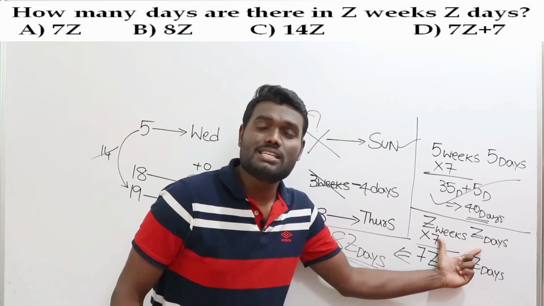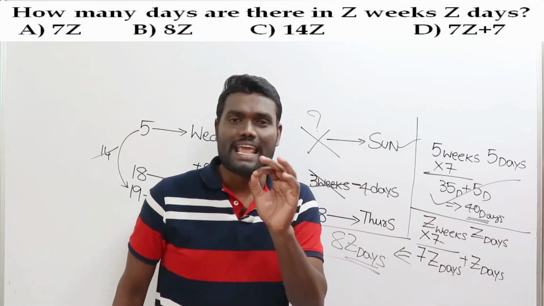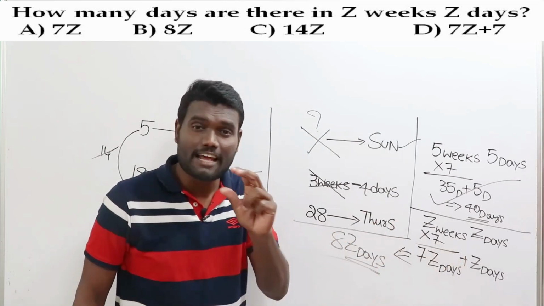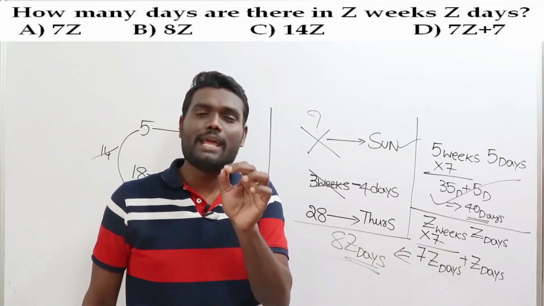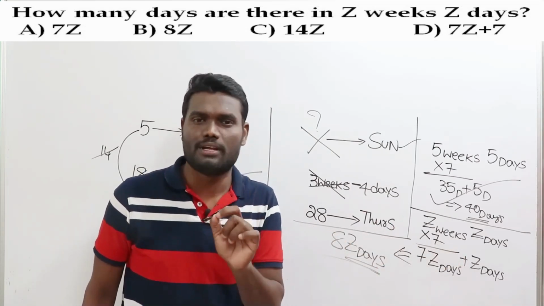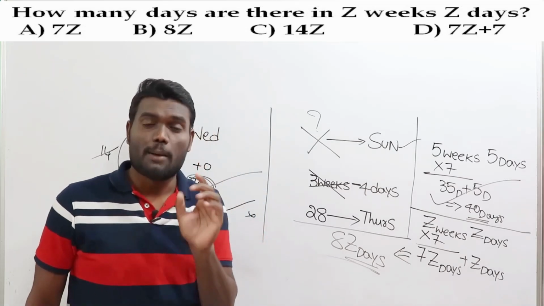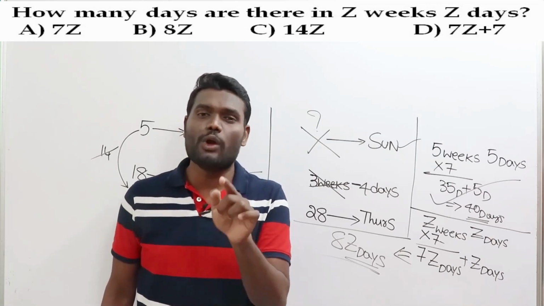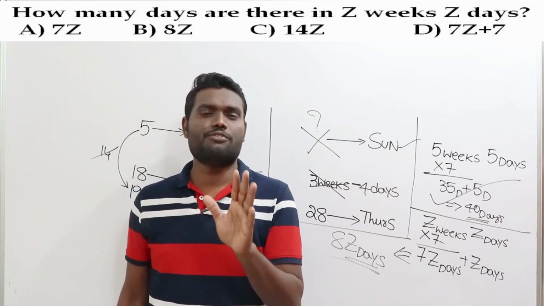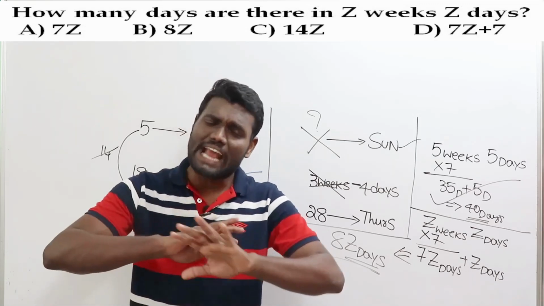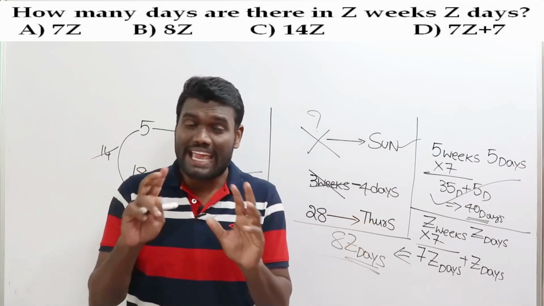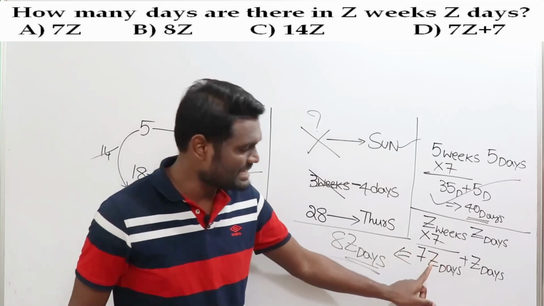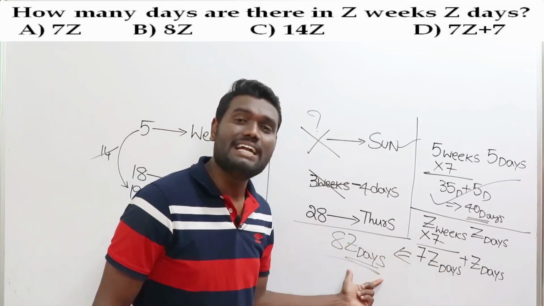This is the smartness of examiners. Examiners frame the questions in a smart way. The questions are simple, but they are framed in a smart way. As you are unable to understand the smartness of the examiner, you are unable to crack the questions. But once you understand the smartness of the examiner, you are going to be smarter than the examiner. Once you are smarter than the examiner, cracking any competitive examination is simple. It's just about catching the smartness of the examiner. So the answer will be 7Z plus Z, that is nothing but 8Z days.